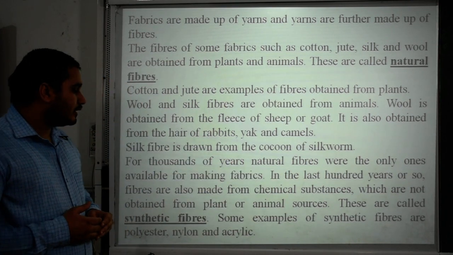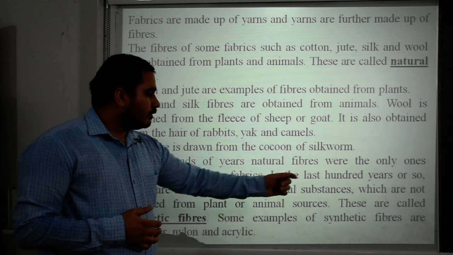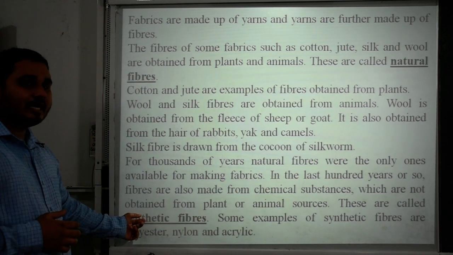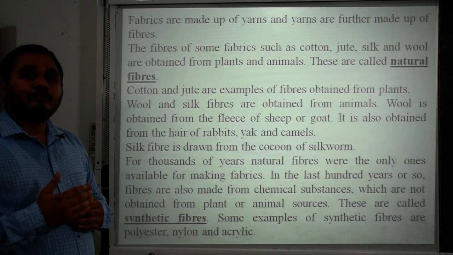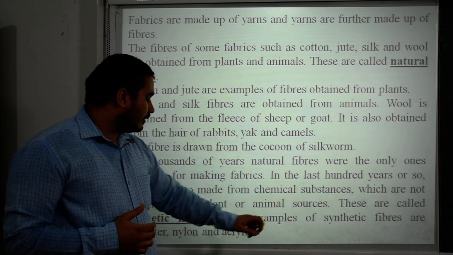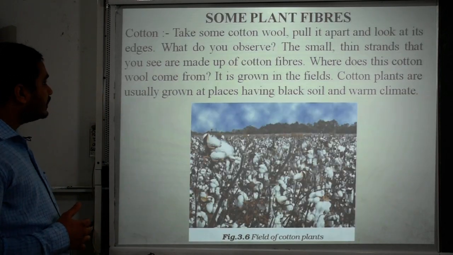In the last 100 years or so, fibres are also made from chemical substances which are not obtained from plant or animal sources. These are called synthetic fibres. Means they are developed with the help of chemicals. Some examples of synthetic fibres are polyester, nylon and acrylic. Move to the next slide.